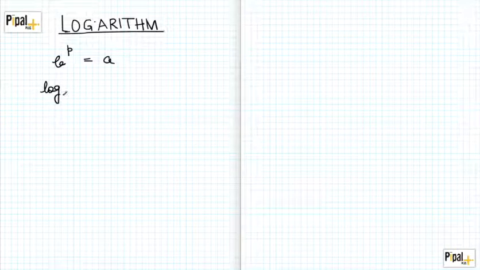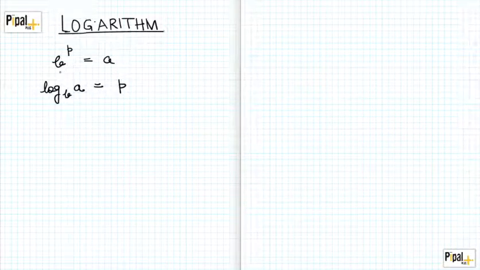Now let's look at logarithms. Let's say we have numbers in the form b to the power p equals a, right? If we have some number b whose power p is equivalent to another number a, then we can define a logarithmic function such that log base b of a is equivalent to p, right?